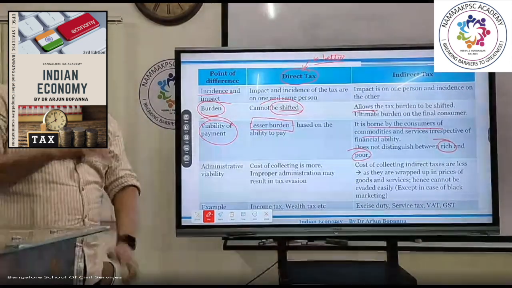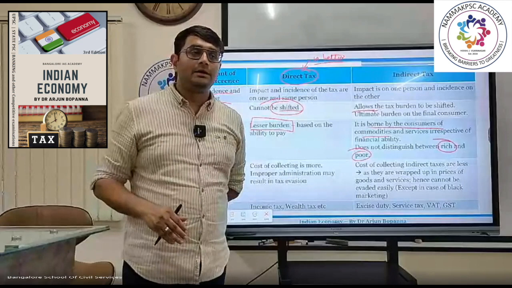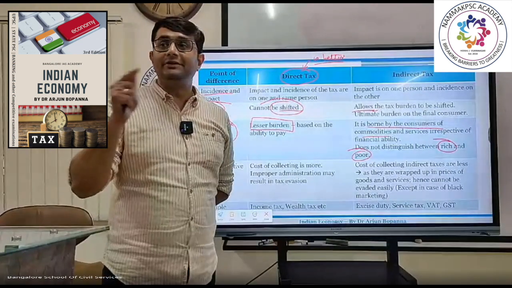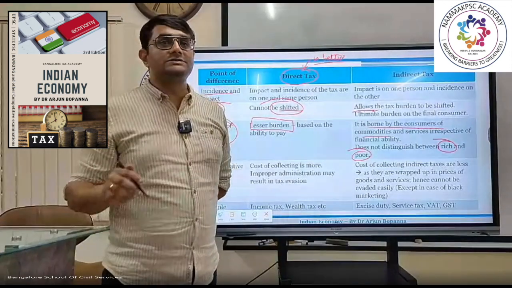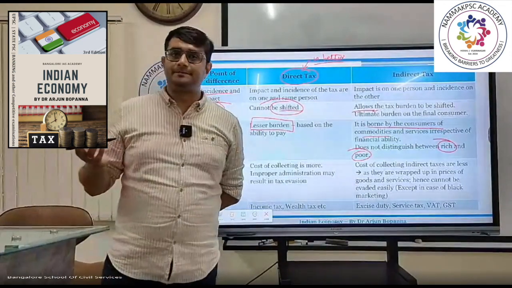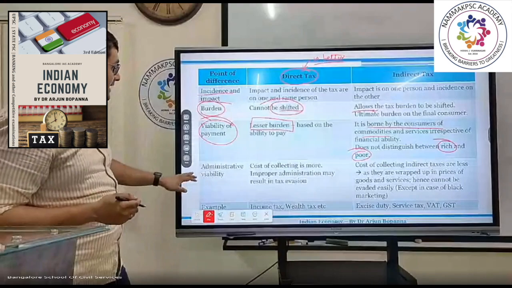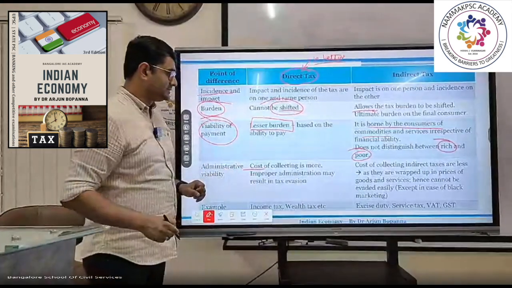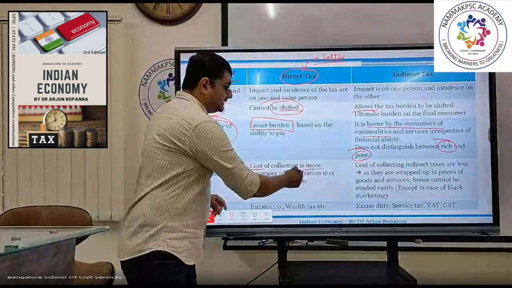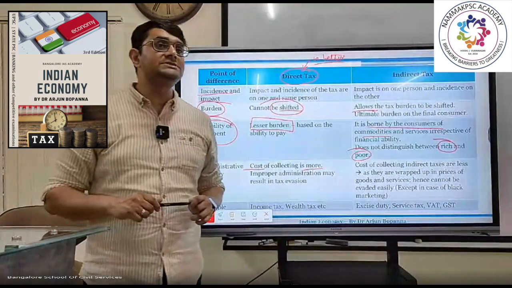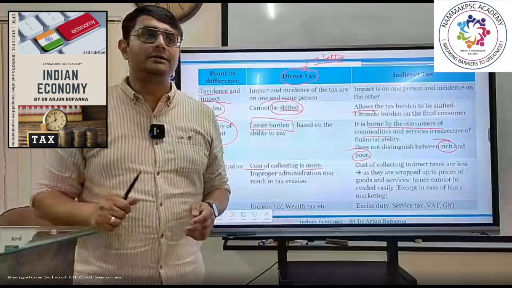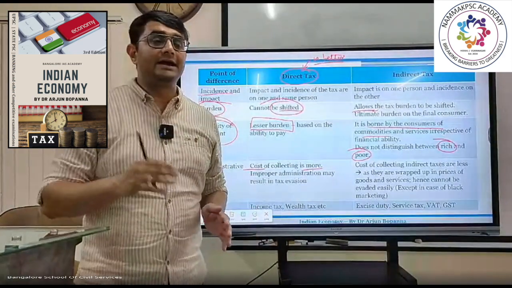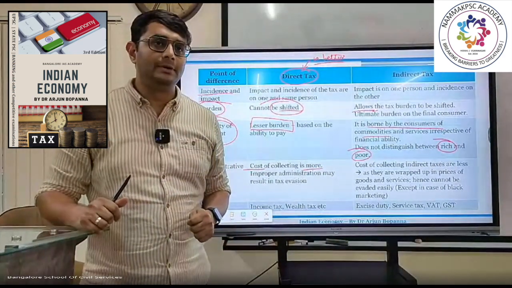But in terms of administration, direct tax is difficult to administer, because it gives scope for evasion. Understand this. The administrative cost is high. Because individually you will have to monitor people's income and collect income tax from that.